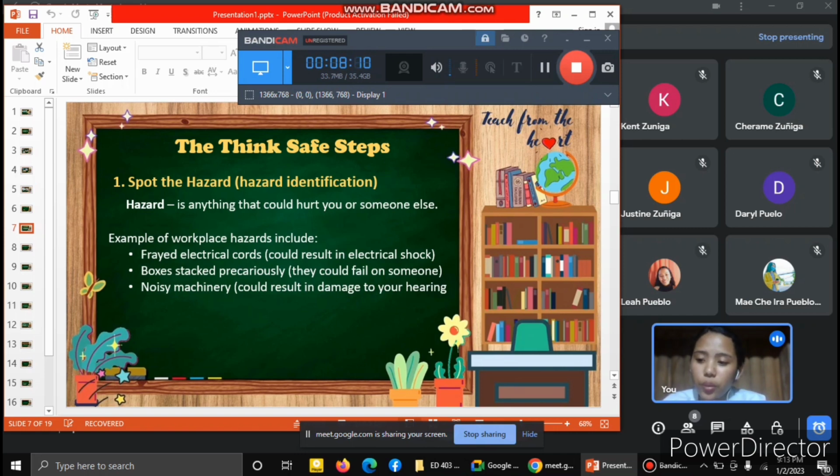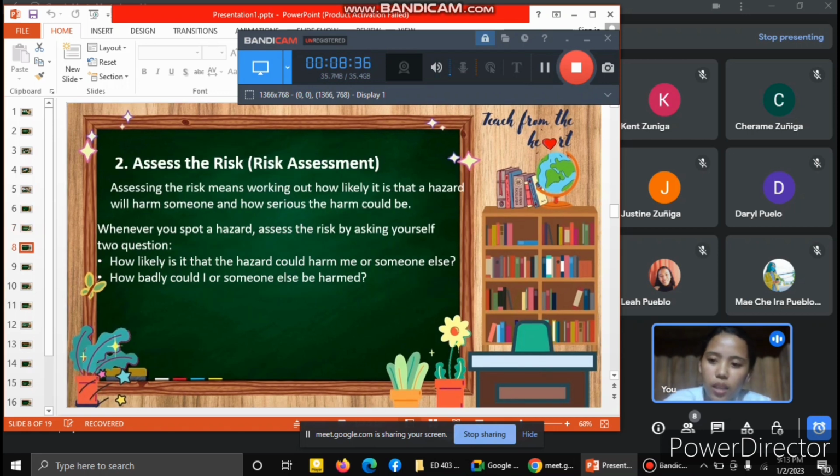During working hours, you must remain alert to anything that may be dangerous. If you see, hear, or smell anything, take note. If you think it could be a hazard, tell someone and avoid or stay away from that working place. The next is assess the risk, or risk assessment.